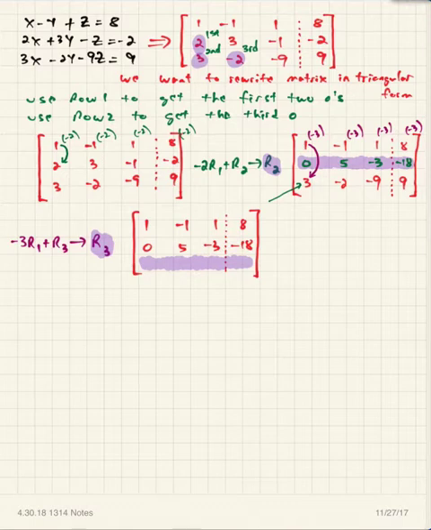So negative 3 times 1 is negative 3. Added to 3, you get 0. Good, that's what I wanted. Negative 3 times negative 1 is 3. Added to negative 2, and you get 1. Negative 3 times 1 is negative 3. Added to negative 9, and you get negative 12. And then negative 3 times 8 is negative 24. Added to 9, and you get negative 15. The problem here is you make one arithmetic mistake throughout any of this, and you're dead. The whole process is over with.